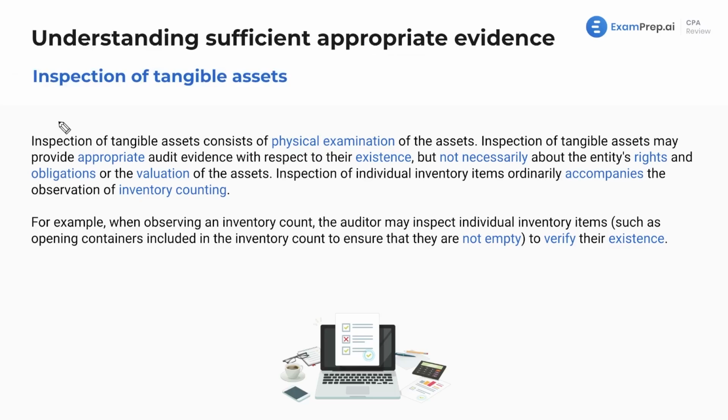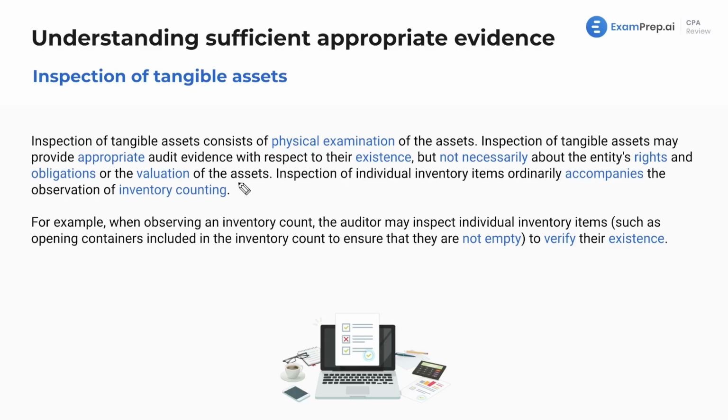Inspection of tangible assets. This is going to be inventory, PP&E, everything like that. Inspection of tangible assets consists of physical examination of the assets. Inspection of those tangible assets may provide appropriate audit evidence with respect to their existence, but not necessarily about the entity's rights and obligations or the value of the assets. If you're looking at a machine that the client has that makes products, right? It's a machine that makes shoes. Maybe you're auditing Nike, they make shoes.